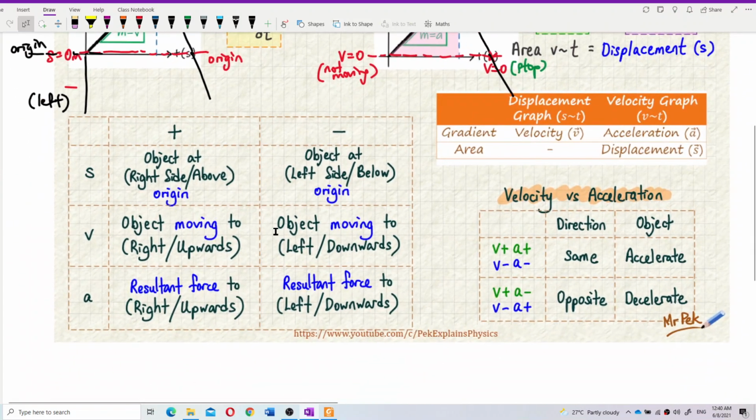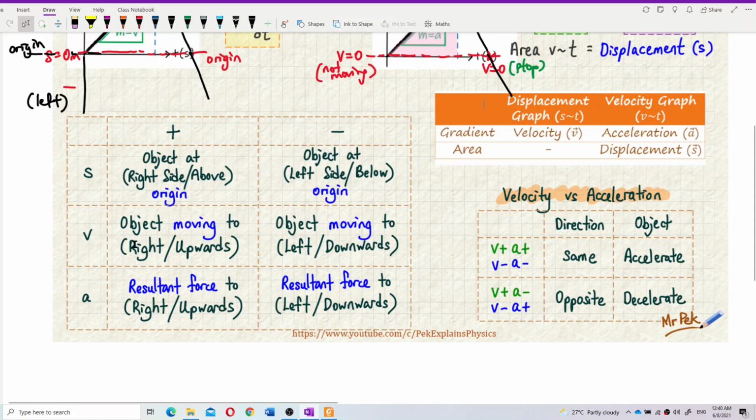So you must also understand what is meant by positive velocity. Positive velocity means the object is moving to the right or upwards. The direction of the motion is to the right or upwards. Negative velocity means the object is moving to the left or downwards.